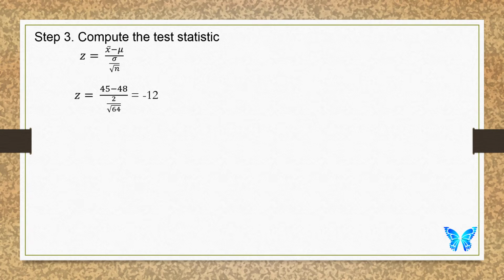This is now our basis on which we decide whether to accept or reject our null hypothesis. What value are we going to compare? We compare this value, negative 12, to our critical region. This is now the time for step number 4. We have to make the decision.